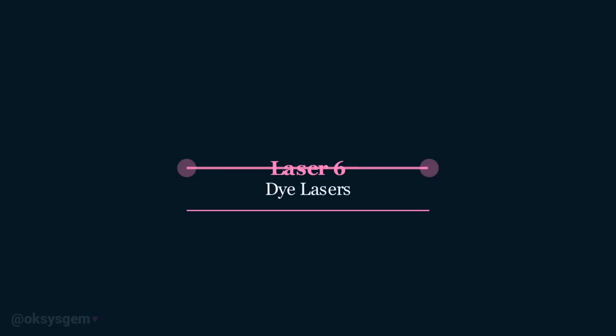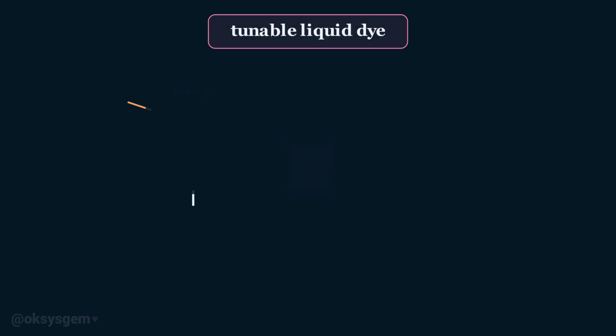Laser 6. Dye lasers. Most lasers are designed around a gain medium whose atomic structure provides only certain useful wavelengths. Dye lasers approach the problem differently. Their gain medium is an organic dye, traditionally dissolved in a liquid solvent.